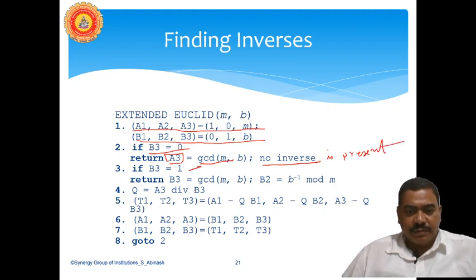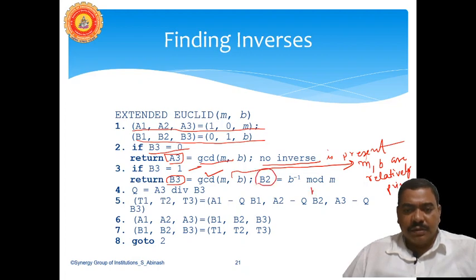If B3 is 1, then B3 is the GCD. That means M and B are relatively prime, and B2 is the B inverse. If B3 is equal to 0, A3 is the GCD and no inverse is possible. If B3 is 1, then B3 is the GCD and B2 is the inverse.